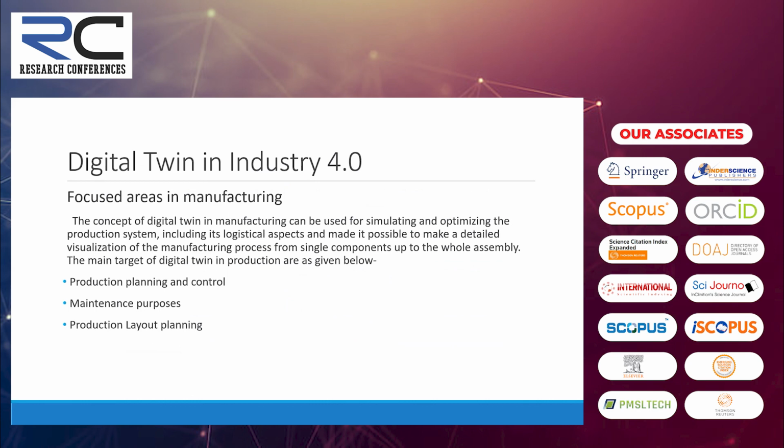We have identified a few areas in manufacturing and production in industry where a digital twin can be used. So first is production planning and control. The digital twin is used for planning, scheduling, routing the production, and loading, etc. And digital twin can control the production system using various sensors. It is used for inspection and correction of the produced products.